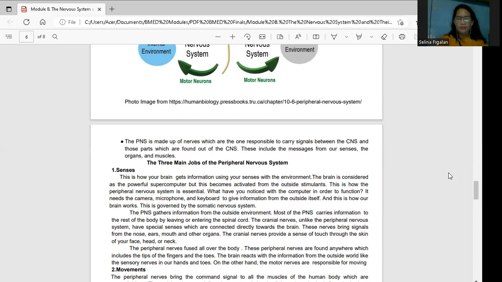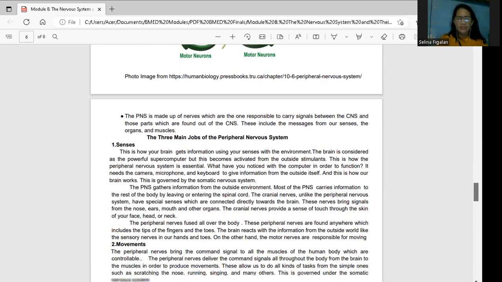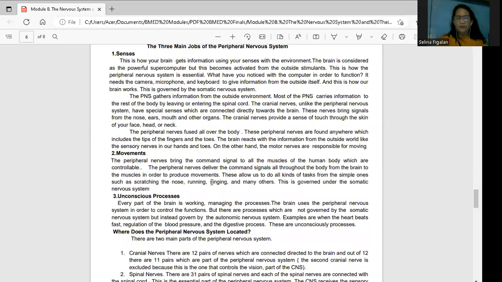Okay, so how about when you say movement? So pag kilos, that is under the movement. So like for example, when you are running, so that is under the voluntary, ibig sabihin, controllable. Okay? How about when you say unconscious process? So ano ba yun sa psyche nyo? Meron kayong conscious, subconscious, and then the unconscious processes. Unconscious, ibig sabihin nun hindi nyo alam. So that is under the autonomic nervous system.